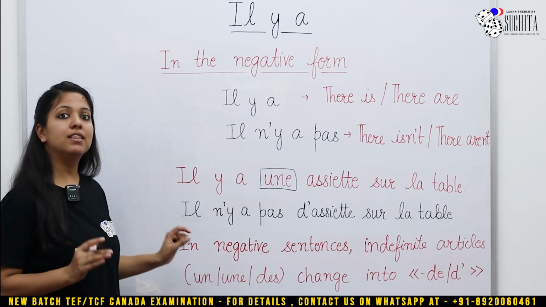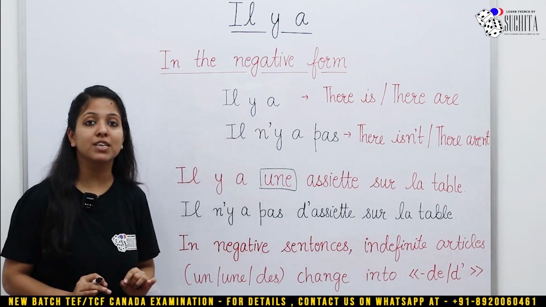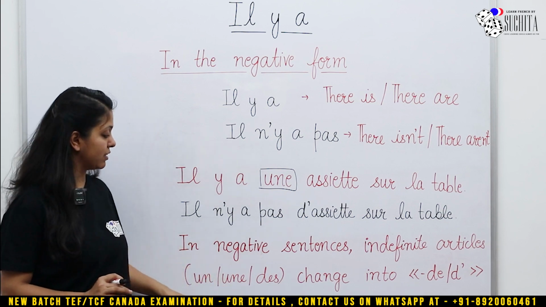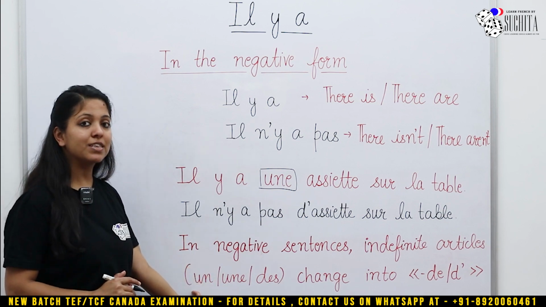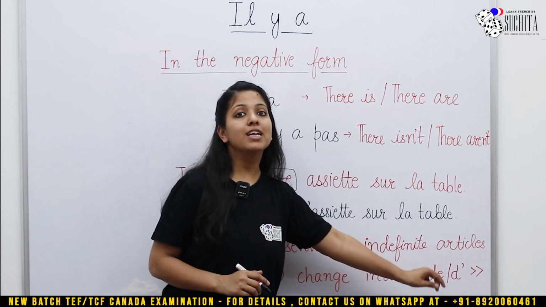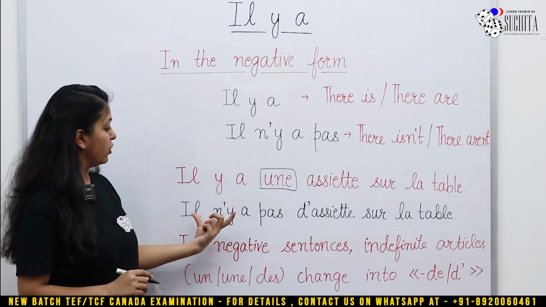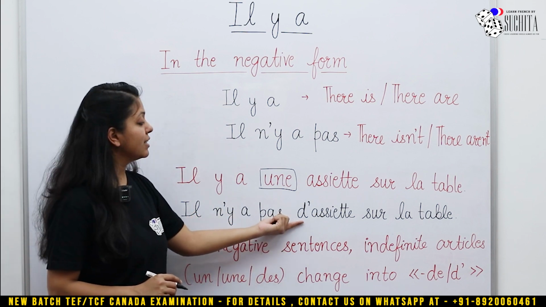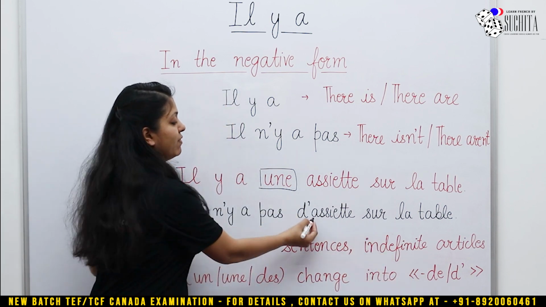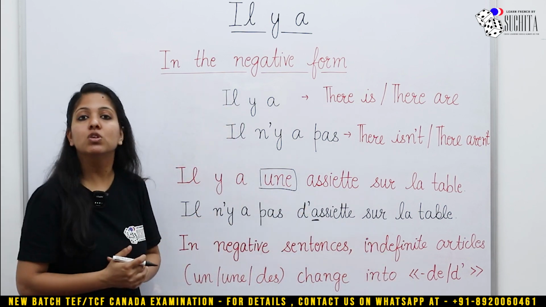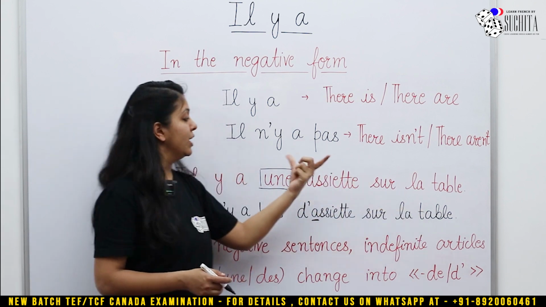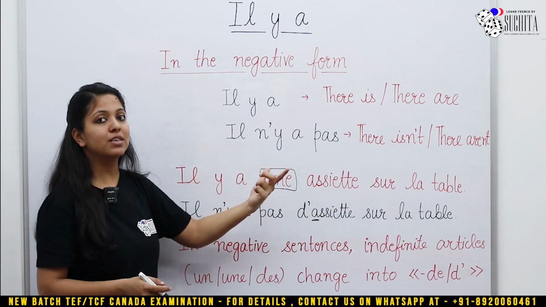Whenever you negate, in negative sentences, your indefinite articles, that means un, une, and des, always change into de or d'. So here it would be il n'y a pas d'assiette. It was actually de, but since assiette begins with a vowel, de changed into d apostrophe. So il n'y a pas d'assiette sur la table. Il y a une assiette means there is a plate on the table.